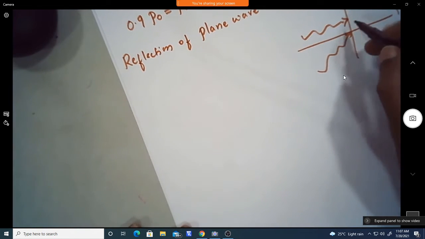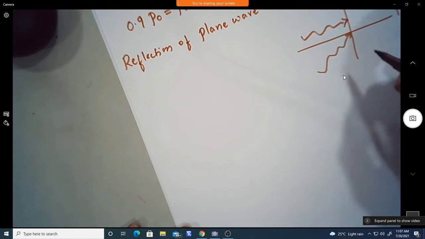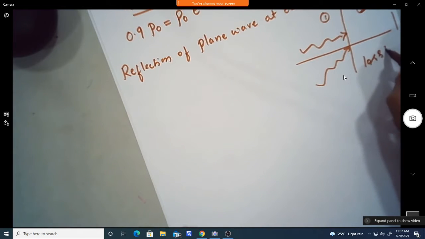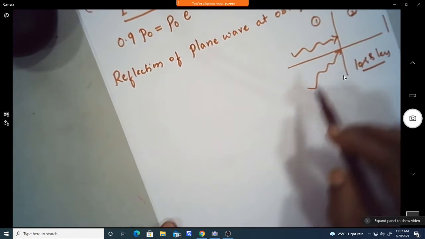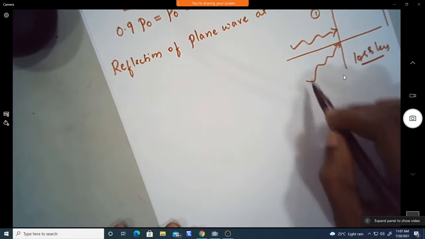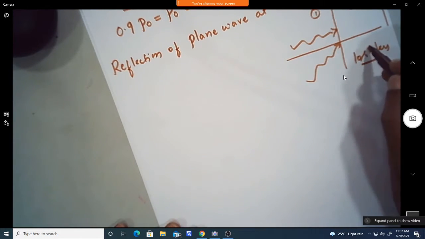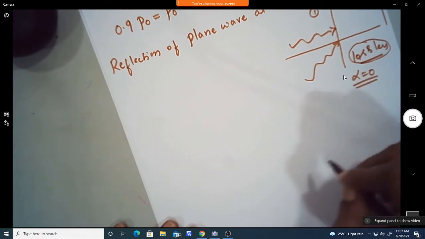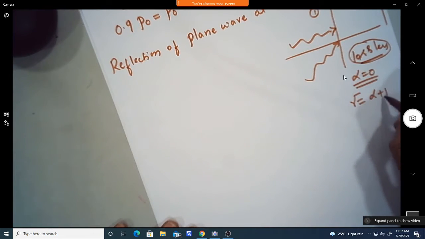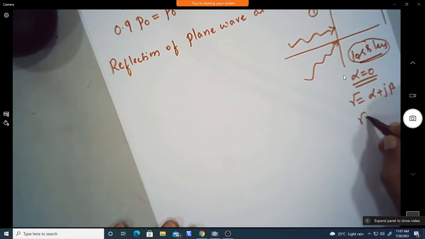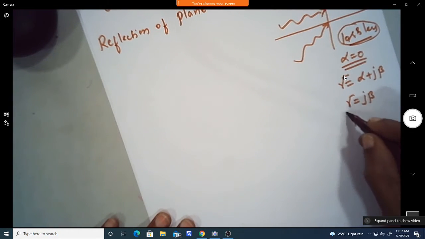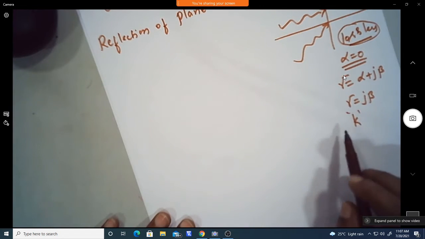So in order to simplify the analysis for this oblique incidence, let us take both the mediums, medium 1 and medium 2, as lossless. Okay, so there is no loss. So lossless media means alpha equal to 0, where we have the propagation constant alpha plus j beta, so we will have only the propagation constant j beta, or we can have the propagation vector or wave number in the propagation direction, which will be replaced as beta.